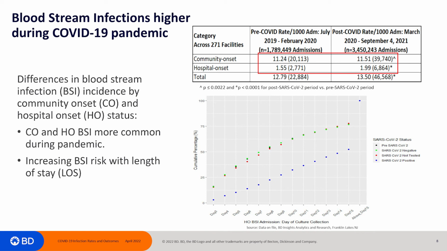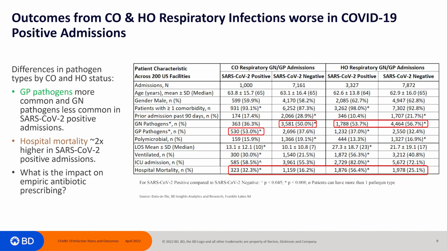Now, this is a known medical fact. If someone has a prolonged hospital stay and is in the ICU, they're at higher risk for a hospital-acquired bloodstream infection, perhaps. But knowing this in the middle of a pandemic and having these insights of both community onset bloodstream infection was new information. We also looked at outcomes from community onset.